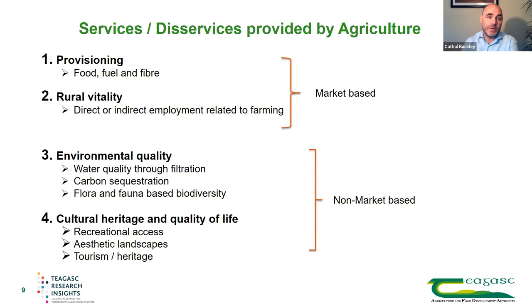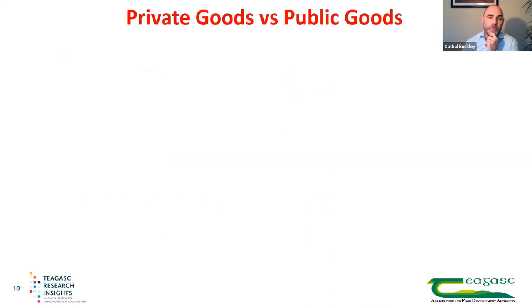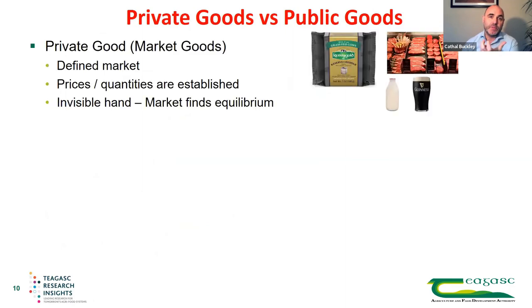These things are environmental quality, purifying water, sequestering carbon, and providing biodiversity, but also cultural heritage and quality of life in terms of recreational access, providing nice, aesthetic landscapes, tourism, and cultural heritage related to agriculture. All of this tends to be provided by agriculture, but it's very difficult to quantify the value of that.